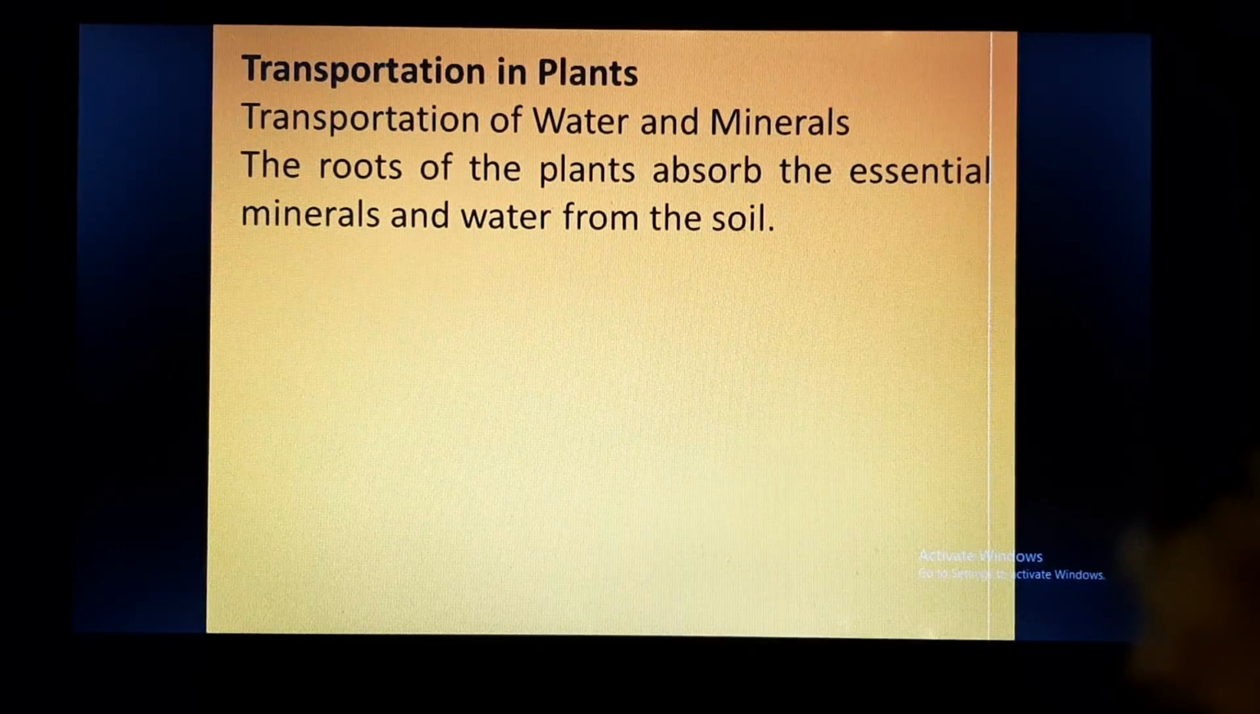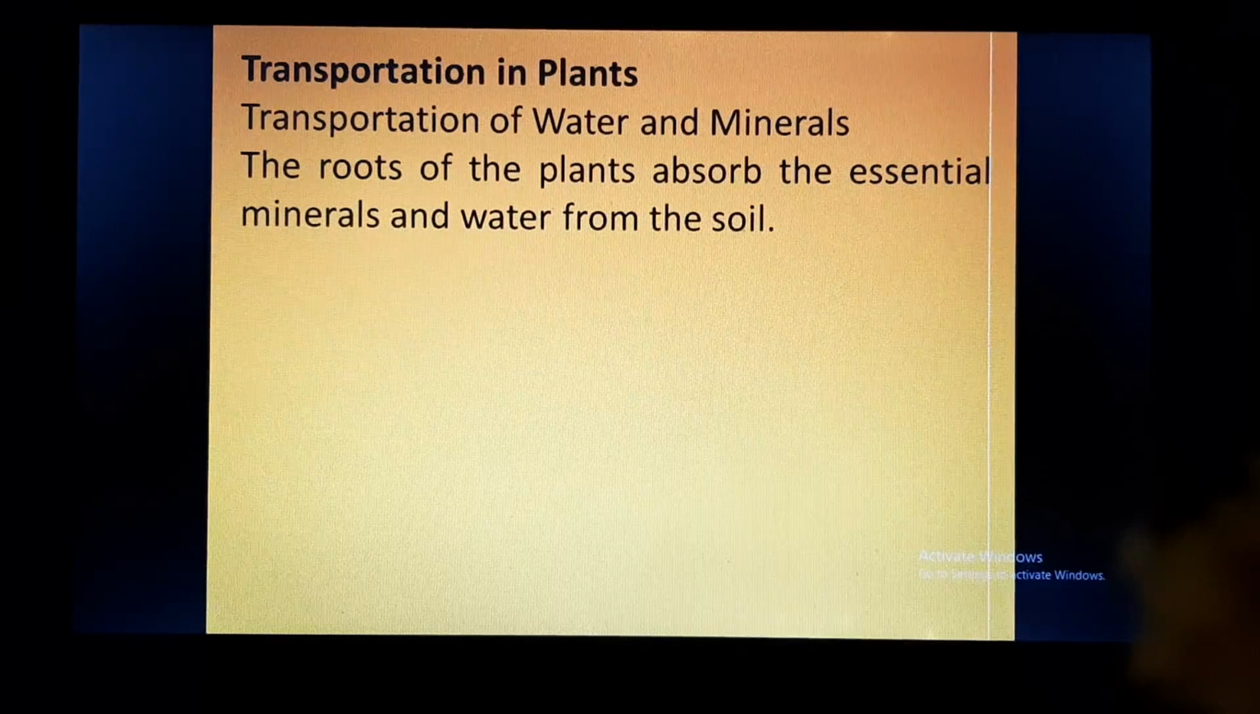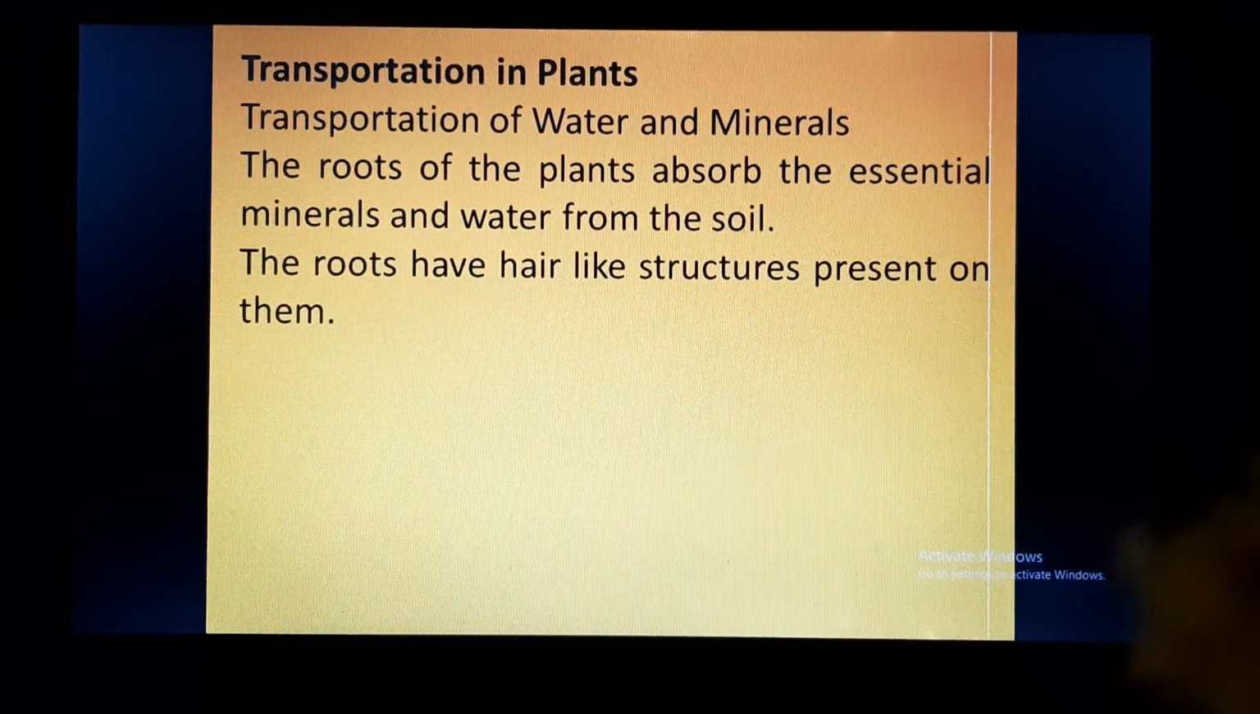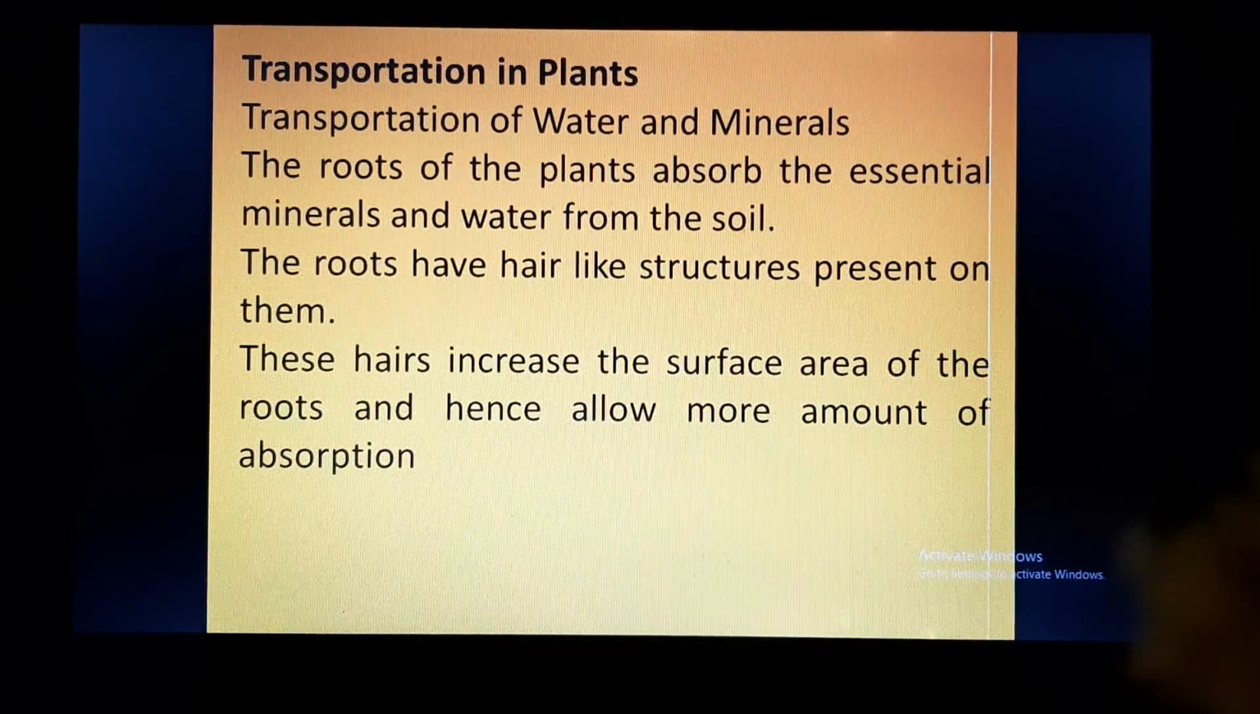So we know that the water and minerals are absorbed by the roots of the plant from the soil. Now the root has absorbed all the water and minerals, and it is required by the leaf for the process of photosynthesis. So this water and mineral needs to be transported to the leaf and the other body parts. The roots have hair-like structures present on them.